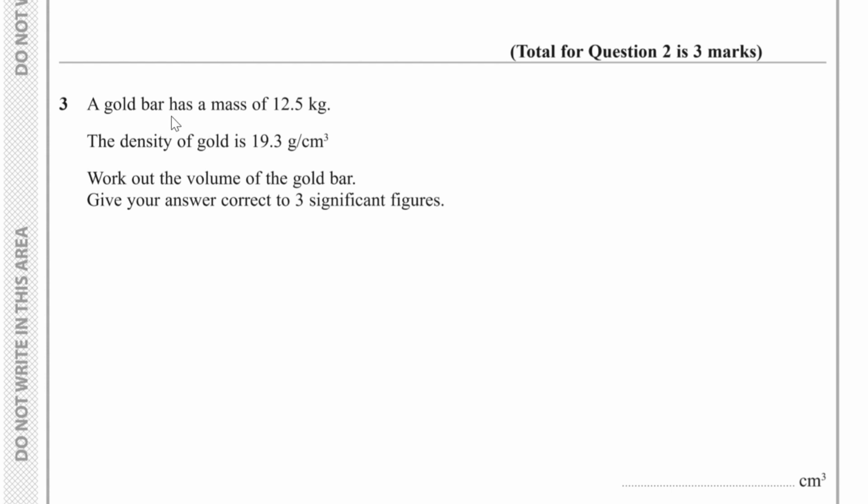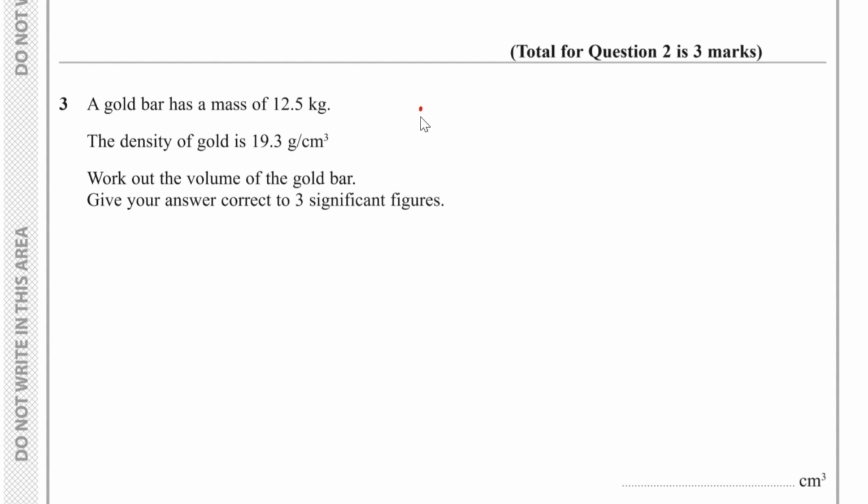Question number 3. A gold bar has a mass of 12.5 kilograms. The density of gold is 19.3 grams per centimeters cubed. You have to work out the volume of the gold bar. Give your answer correct to 3 significant figures. Well, first thing you will notice here, we've got kilograms here and grams here. So we need to convert the kilograms into grams, or vice versa.